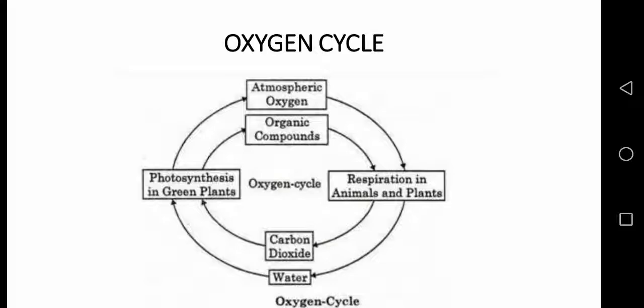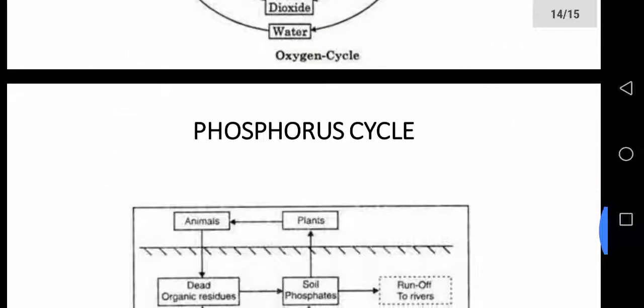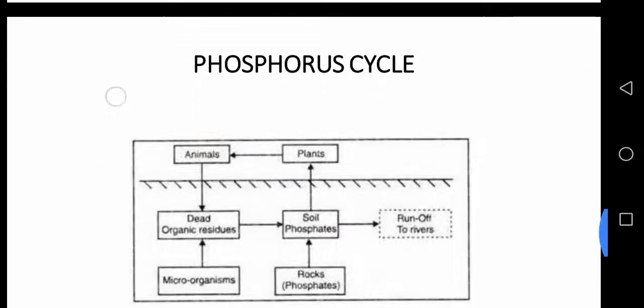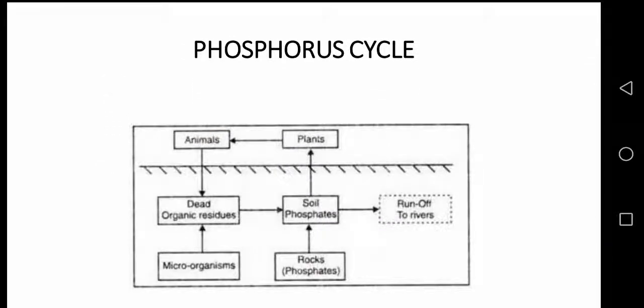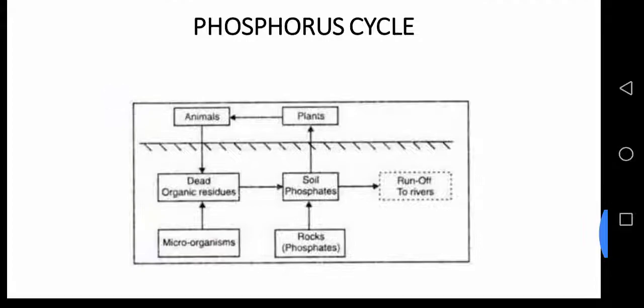Now we will discuss the next cycle, that is the phosphorus cycle. Phosphorus is also an essential nutrient for living processes, because it is a major component of nucleic acids and phospholipids. As calcium phosphate, it makes up the supportive component of our bones.